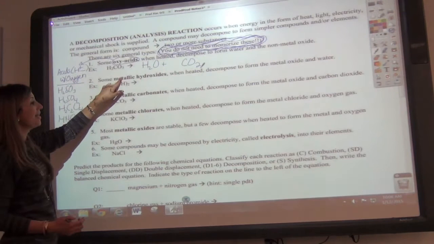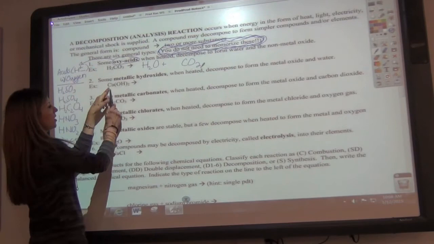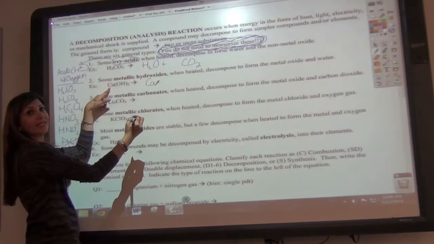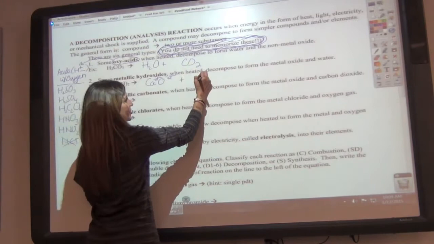Metallic hydroxides. So there's my metal, and there's hydroxide. Okay? So it says when heated, decompose to form the metal oxide and water. So, what is the metal oxide? Well, the metal is calcium here. What's oxide? Just O, but we have to do our charges. So calcium's a plus 2, and oxide is O with a negative 2, so those cancel out. So I just get CaO. And everybody knows what water is. It's H2O. Now we're going to balance it.